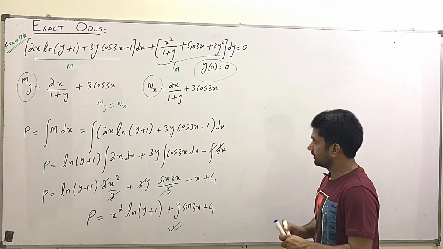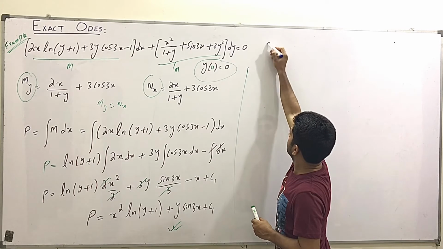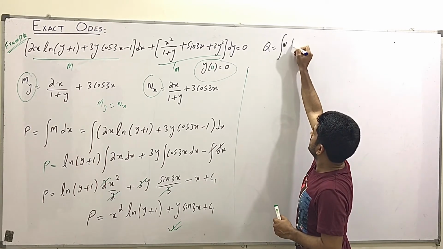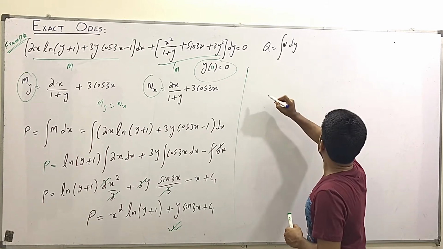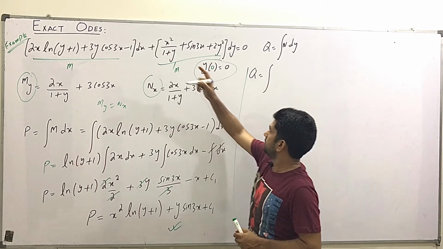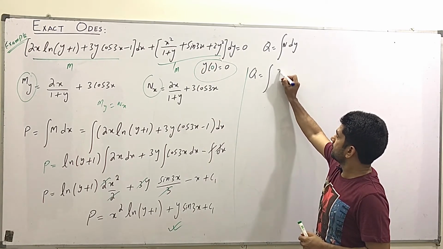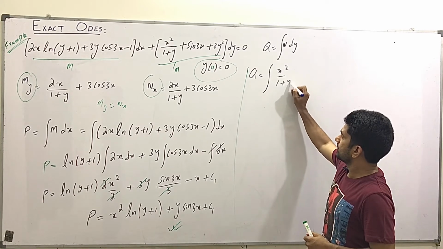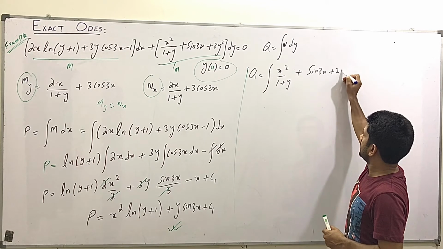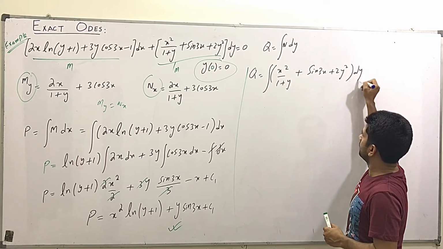Now we proceed for the Q. For Q we have the integral of N dy. N is this complete term, we write N here, which is x² upon 1+y plus sin 3x plus 2y², and here we have dy.